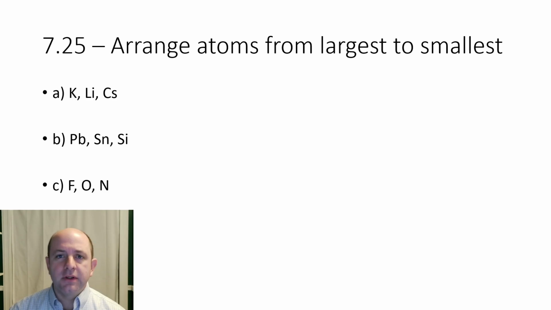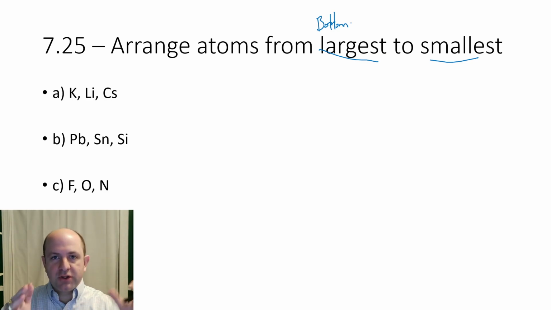It's very common to get problems asking you to put atoms or ions in order from largest to smallest or smallest to largest. So first off, always make sure you know which way you're going. In this case, we want the largest first and then the smallest. The largest, when we follow our trends, will be at the bottom of the table because they'll have more shells of electrons which get farther and farther away.